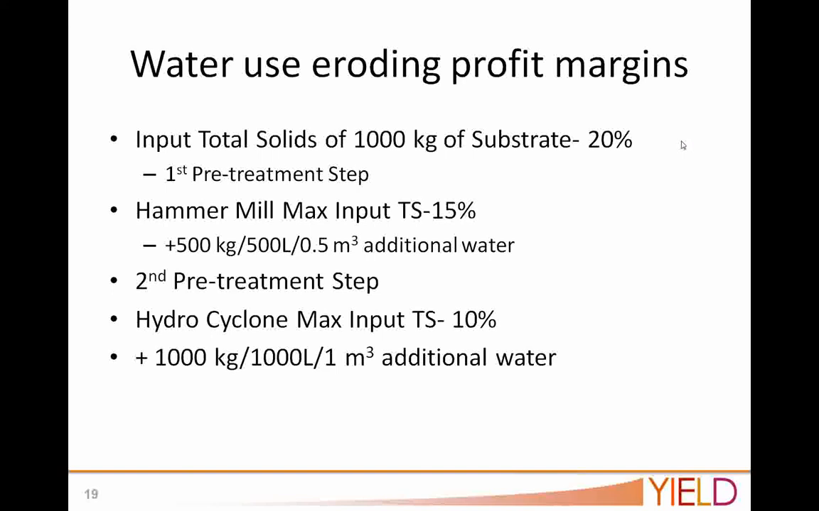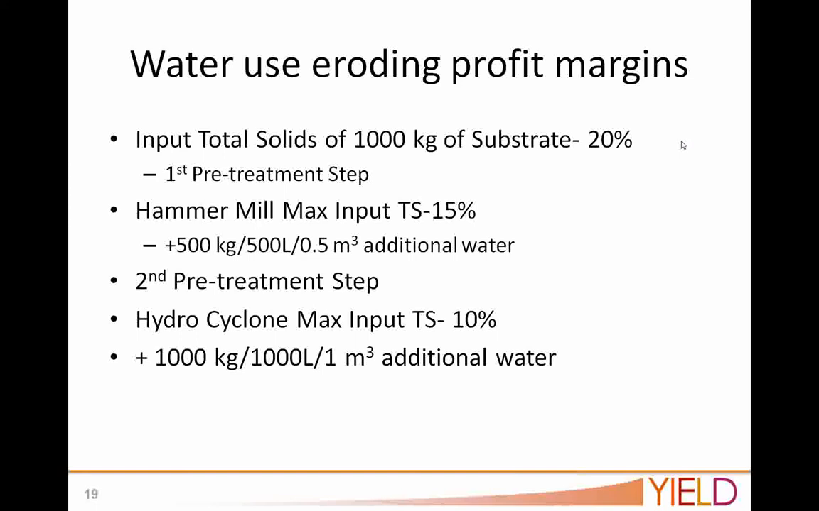So that's on the contaminant side. Now we can talk a bit about water use. So if you have equipment, let's use an example that you have 1,000 kilograms of feedstock. I should say feedstock, not substrate, that is 20% total solids, including the contaminants, let's say.